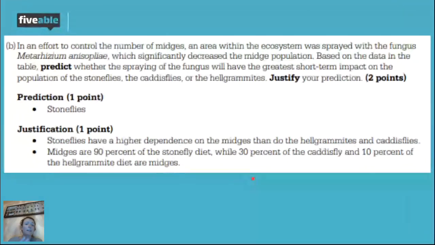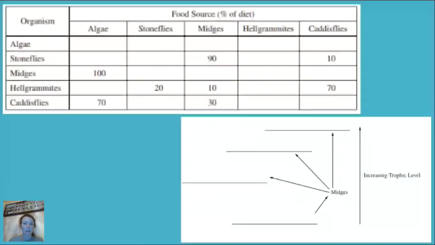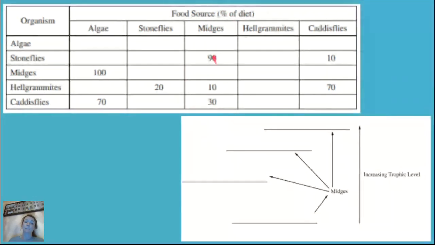So then part B: in an effort to control the number of midges in the area, so we're killing off the midges, and we want to know who this fungus is going to have the greatest short-term impact on. Okay, so that's when you want to look at the column to see who eats midges, and you'll notice that 90% of the stonefly's diet is midges, and therefore they would have the greatest short-term impact in comparison to the hellgrammites and caddisflies, who only get 10 or 30% of their diet from midges.